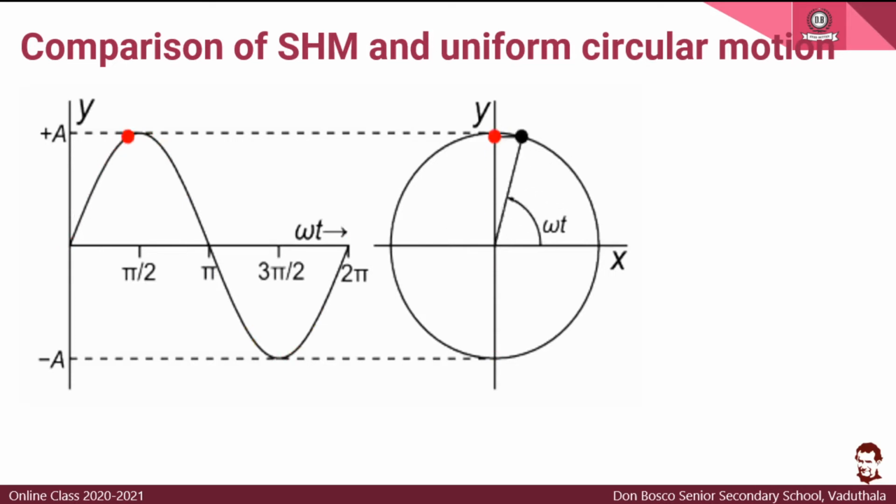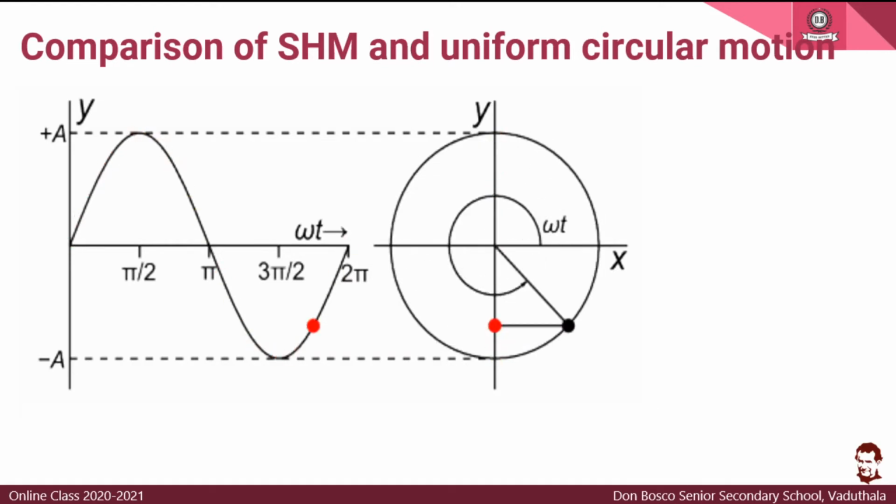So, when that black particle is undergoing uniform circular motion, at the same time when we are drawing a perpendicular to the vertical axis, that red one you see, how does the foot of the perpendicular move? That is representing simple harmonic motion.